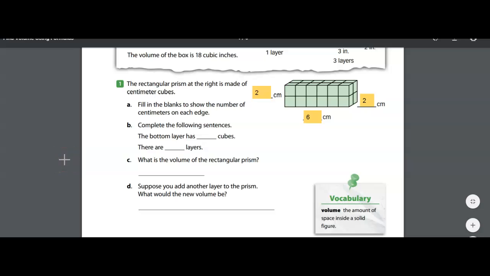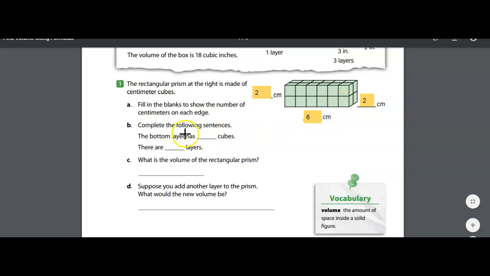So you should have filled in your height, which is right here on the side. Our height is 2 centimeters because we see that there are 2 layers, and these 2 layers will represent our height, 2 centimeters. We see our length, which is the bottom of our base, is 6 centimeters because we see 1, 2, 3, 4, 5, 6 centimeter cubes at the bottom. And now let's look to the side at our width. I see that there are 2 centimeter cubes at the base for my width.